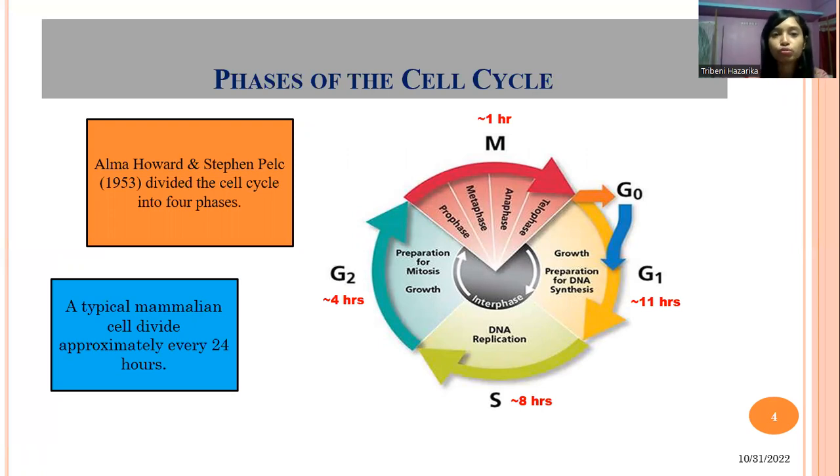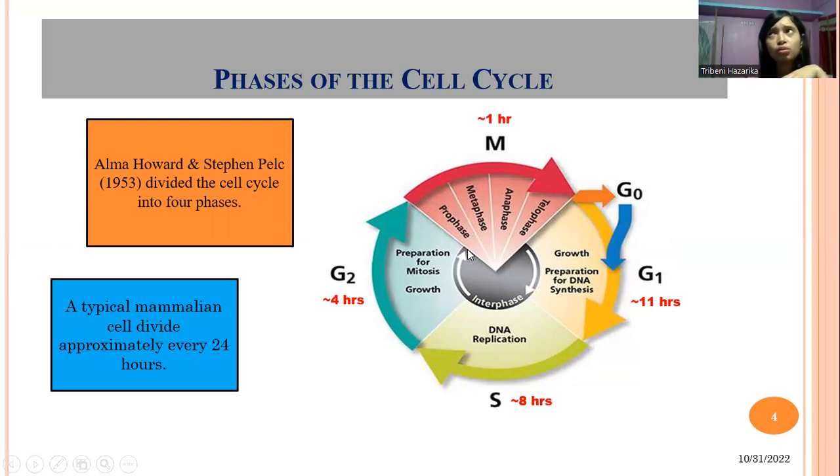And now I'll be going to discuss the different phases of the cell cycle. The concept of the cell cycle and its different phases was first discussed by Alma Howard in collaboration with Stephen Pelc, a physicist, in the year 1953. According to Howard and Pelc, there are four phases of the cell cycle. The first one is the G1 phase, then the S phase, G2 phase, and M phase.